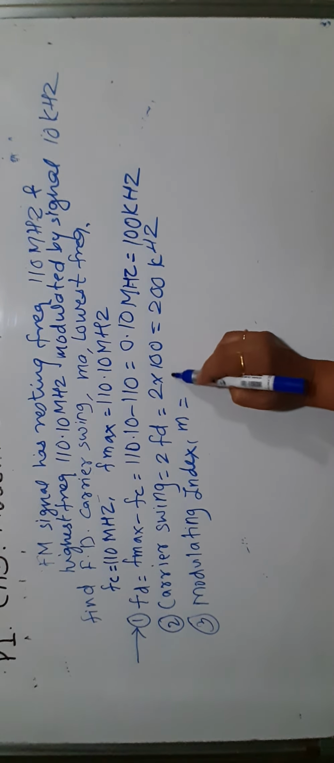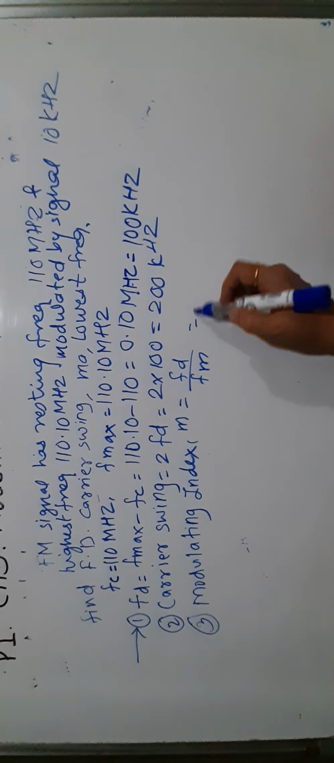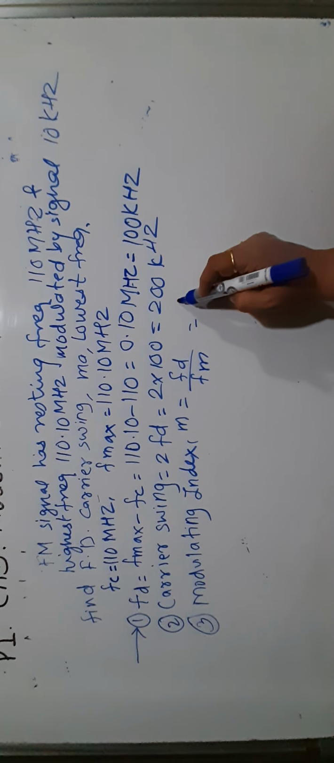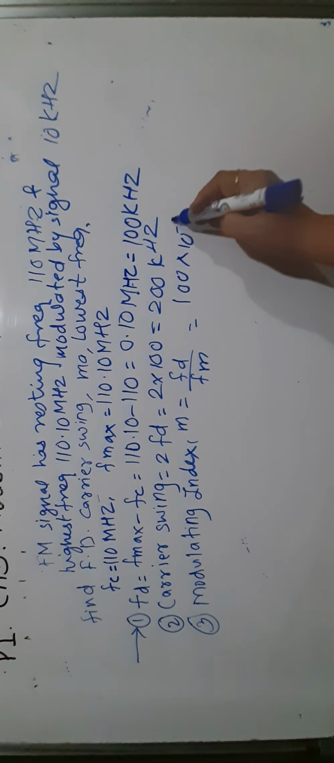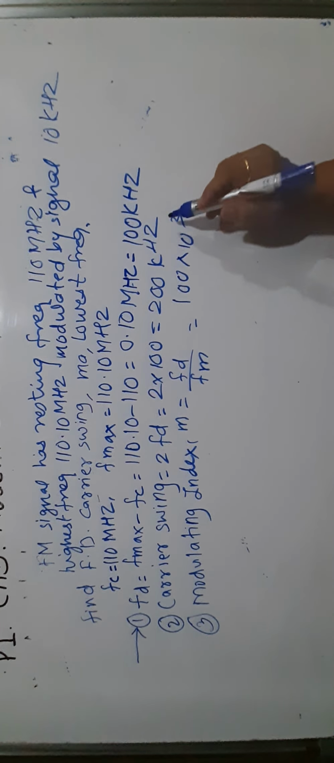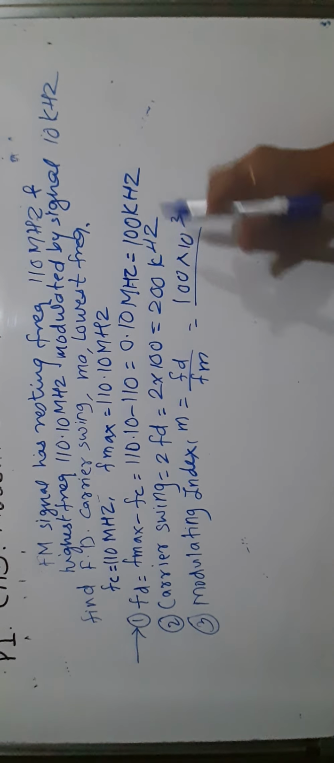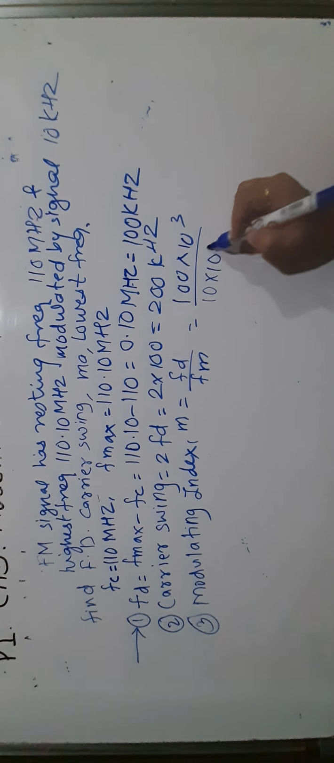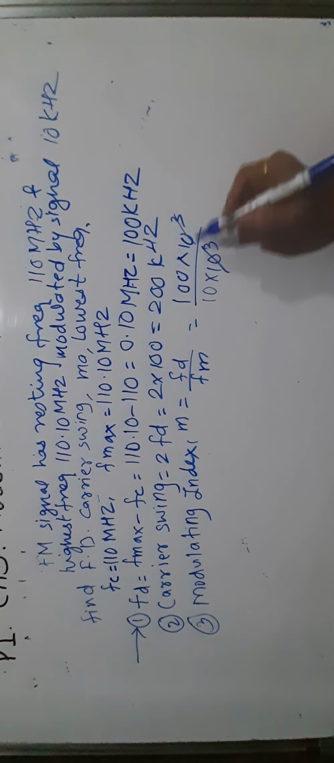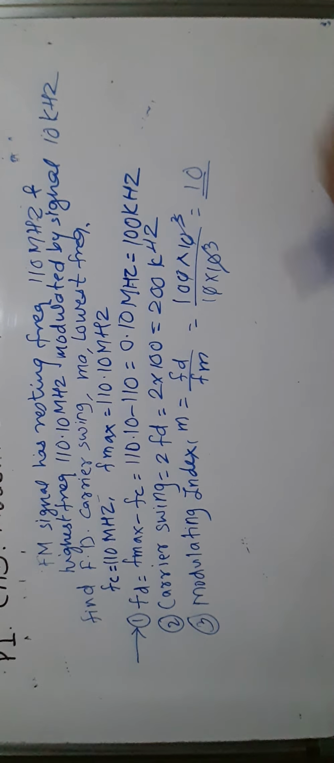Now modulation index. M equal to FD upon FM. FD means frequency deviation, that is 100 kilohertz, 100 into 10 raised to 3 upon FM. FM is frequency of modulating signal, 10 kilohertz, 10 into 10 raised to 3. 10 raised to 3, 10 raised to 3 will get cancelled, 0, 0 get cancelled. So modulation index is 10.